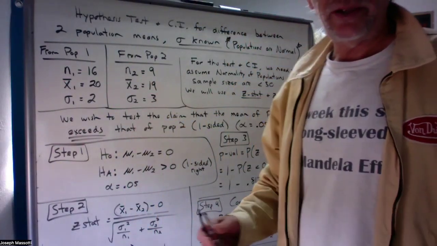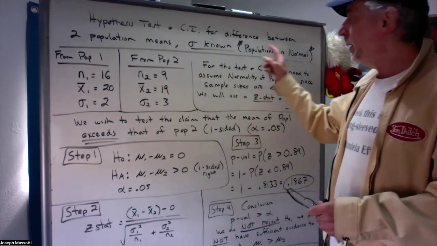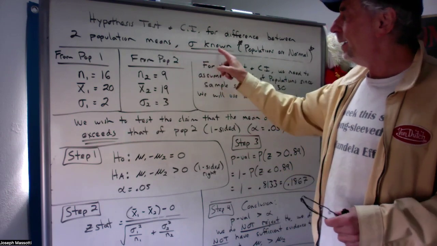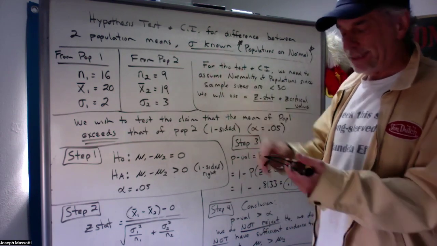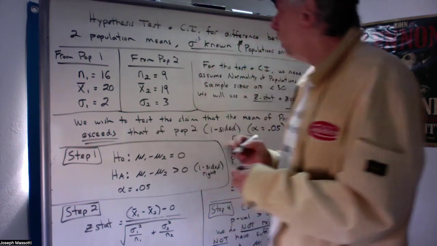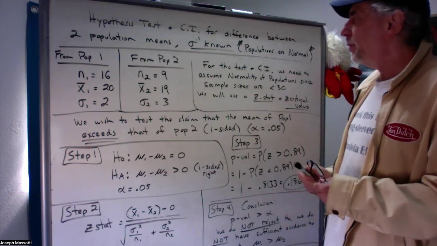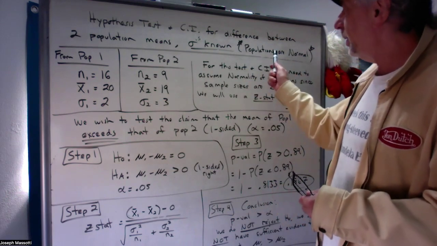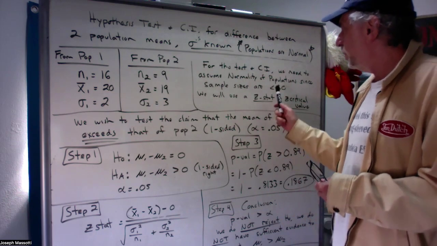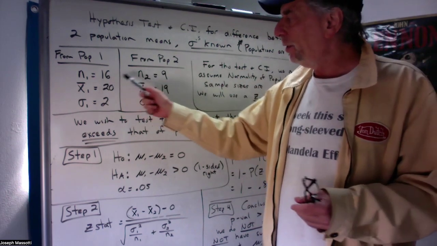Okay, we're looking at a hypothesis test and confidence interval for the difference between two population means. This time, our population standard deviations are known, and we're assuming that the populations are normal. Okay, the populations are normal. We need to assume that because our sample sizes are less than 30.